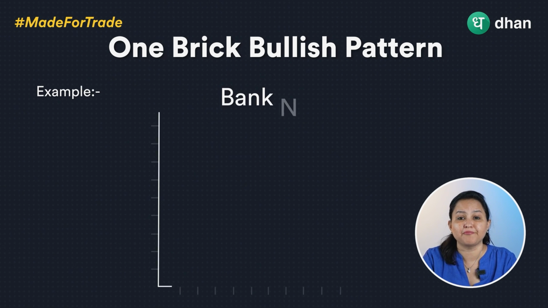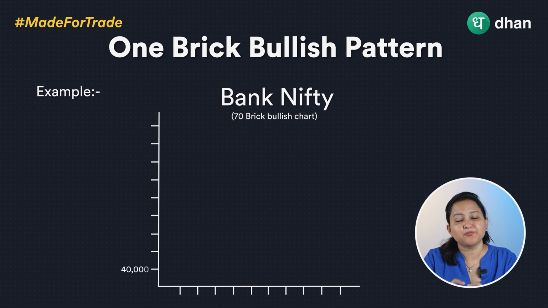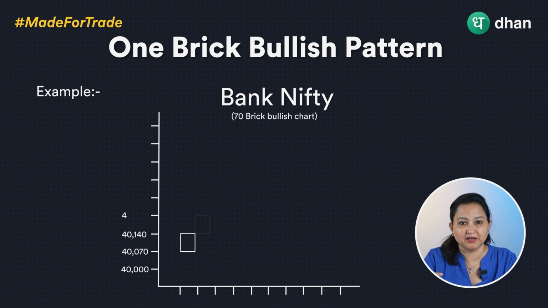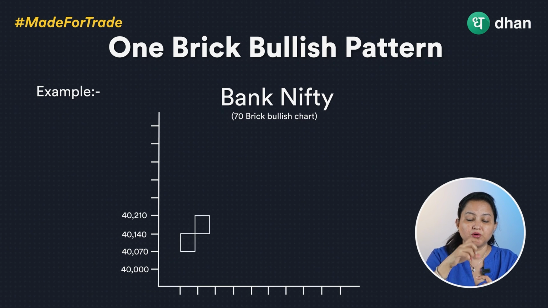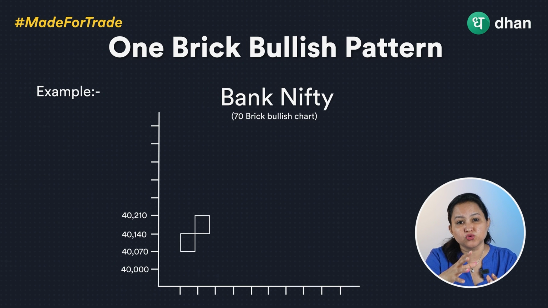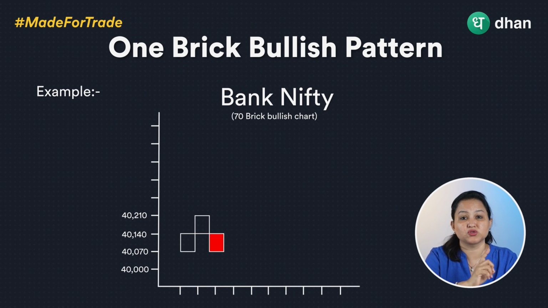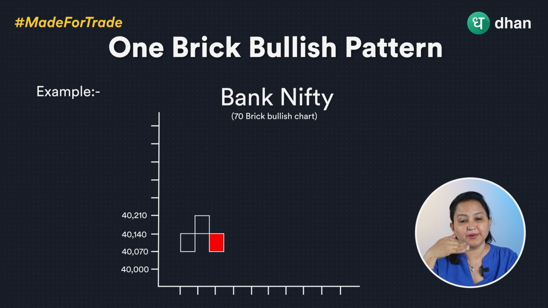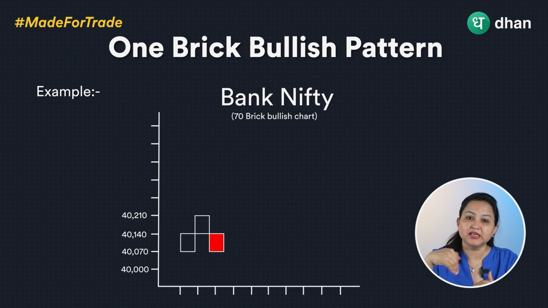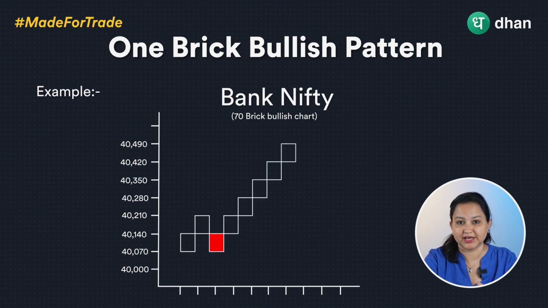Another example of Bank Nifty, this is a 70 point Bank Nifty chart. So every 70 point bullish move in Bank Nifty, a fresh brick is printed, one brick above the other. First, a minimum of at least two bullish bricks are required. Pull back by just one brick. So the name itself says that it's a one brick pattern, and in one brick it pulls back and then gives you a swing breakout and the continuation of the trend in the bullish direction.